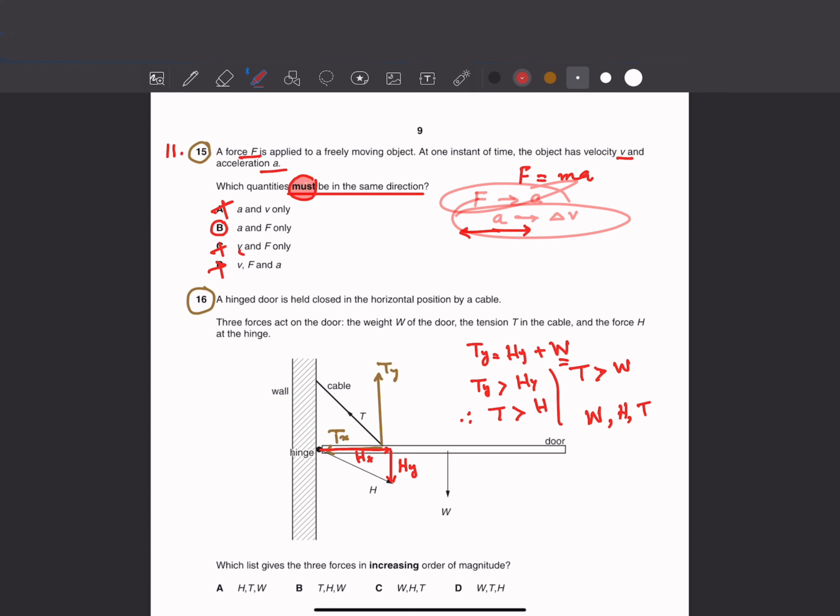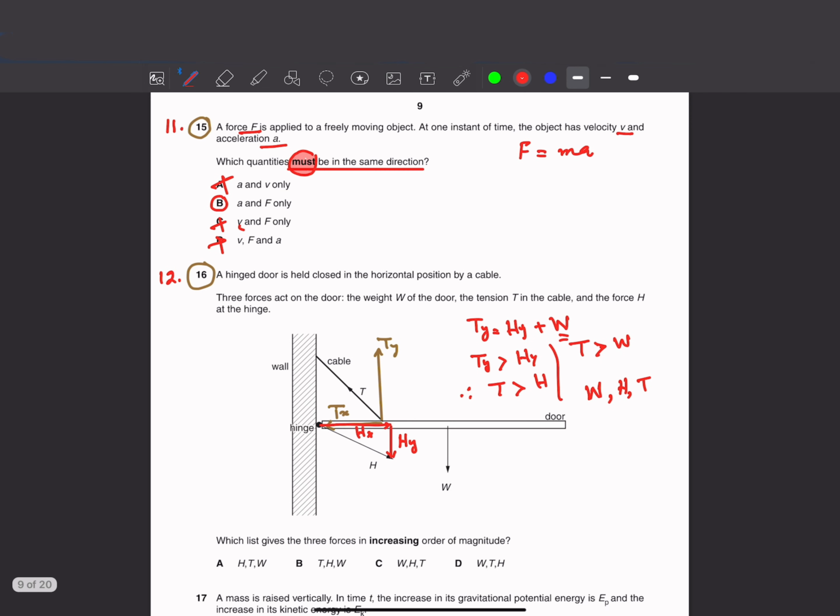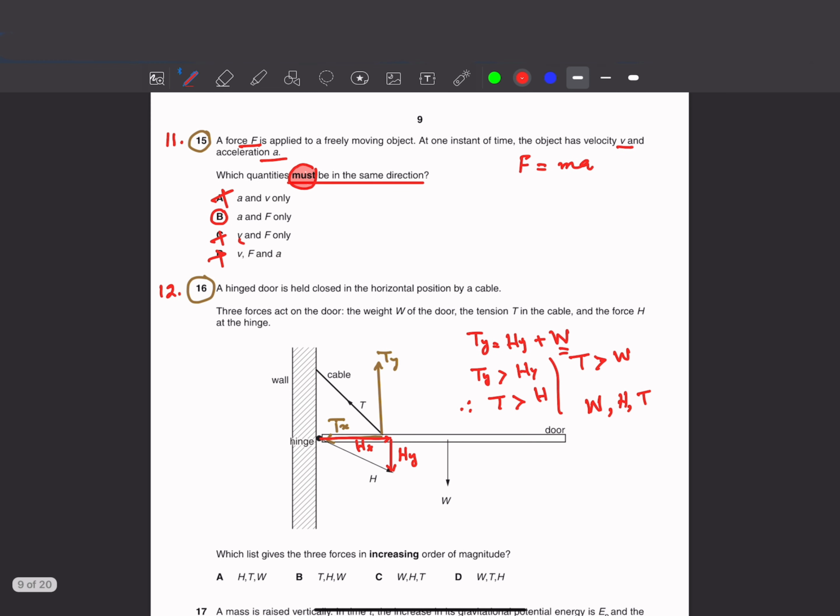So these are two possibilities, but as far as this question is concerned, we are only talking about the must condition, so be careful. This question 12 is again a very important question, and they can ask you these types of questions very frequently when you are dealing with the first condition of equilibrium or second condition of equilibrium.